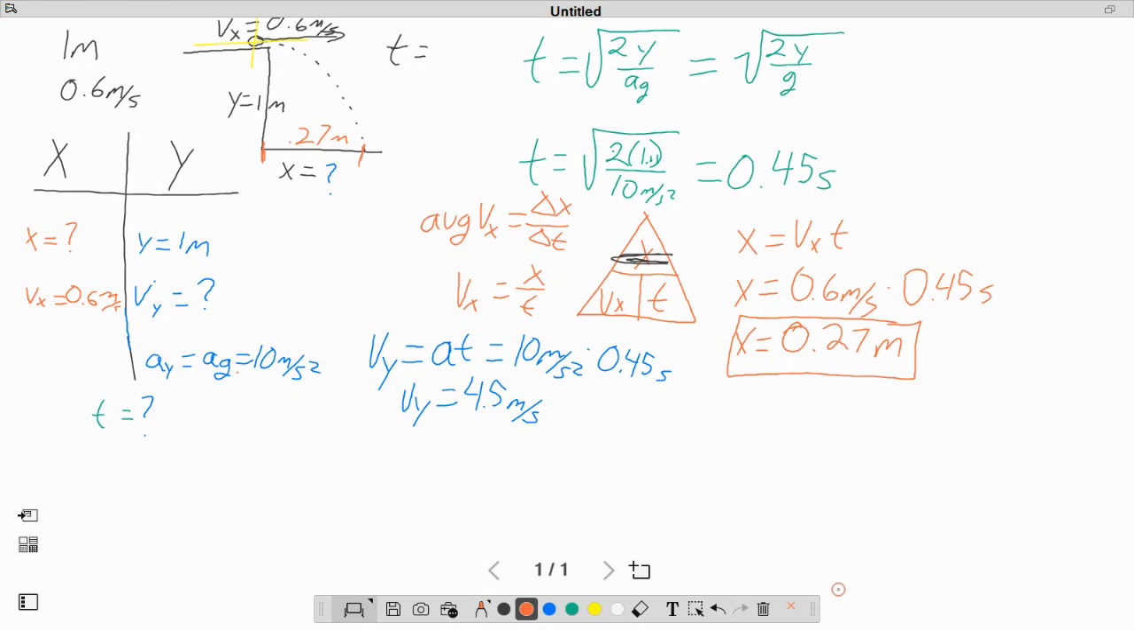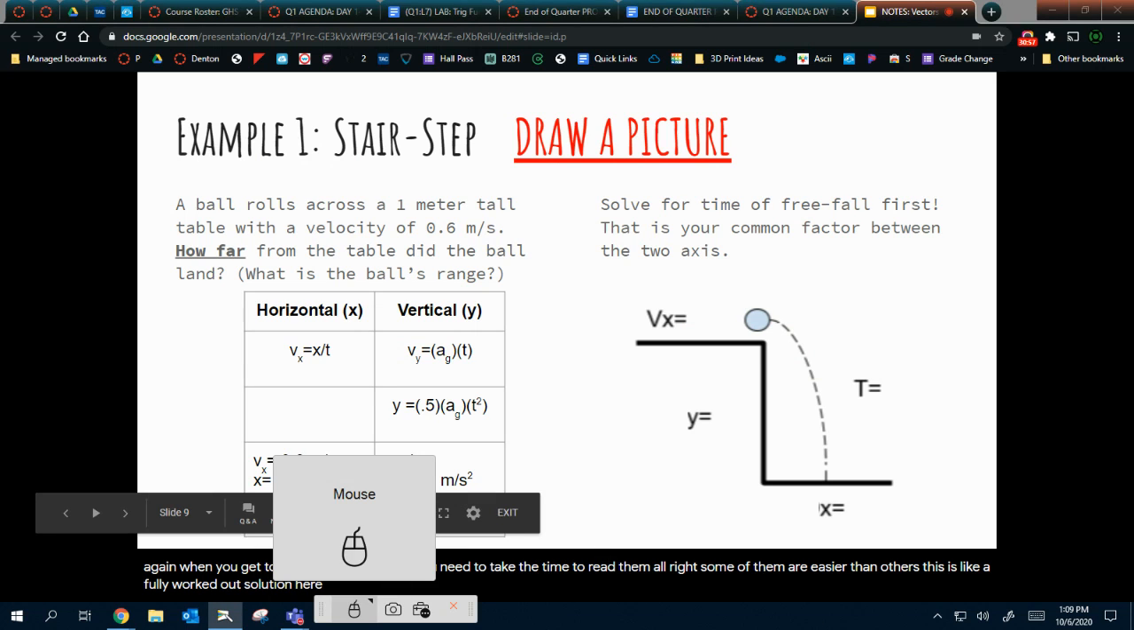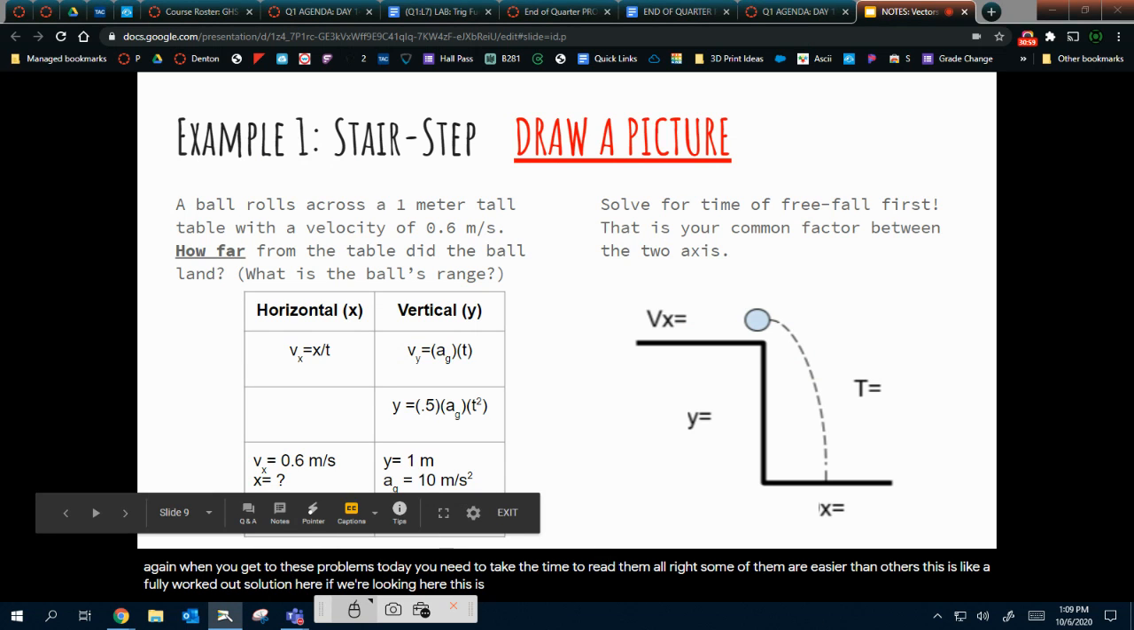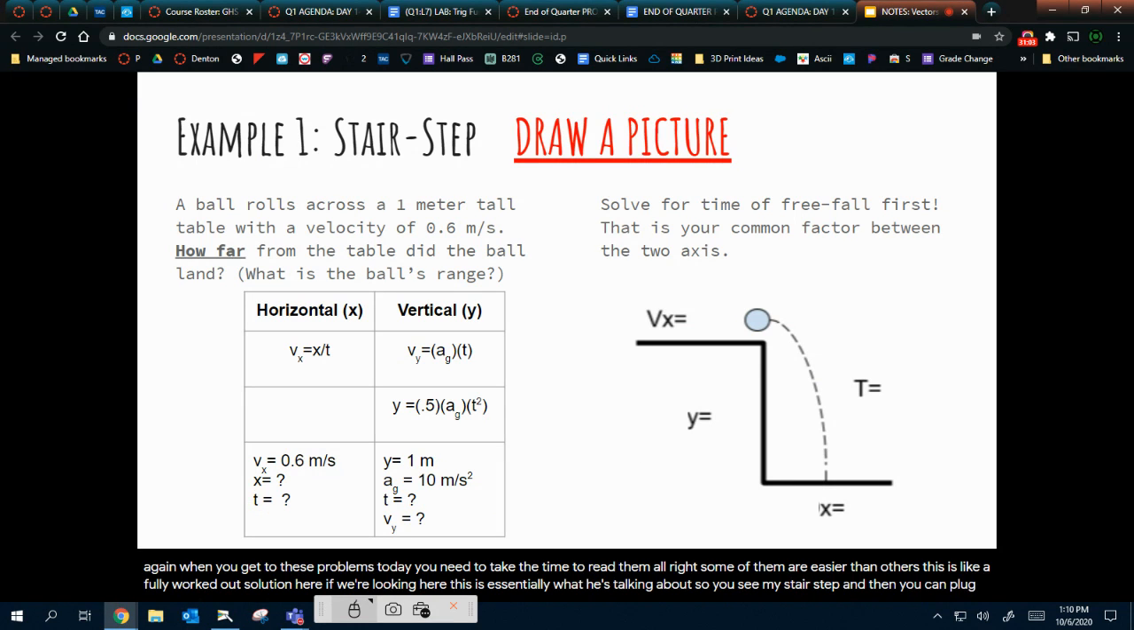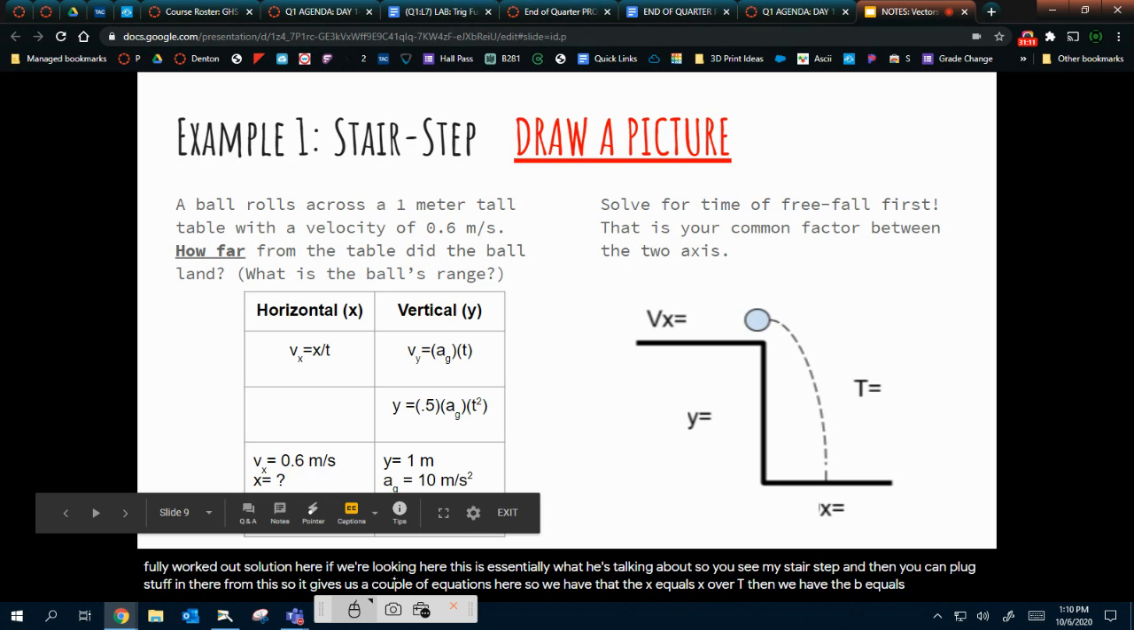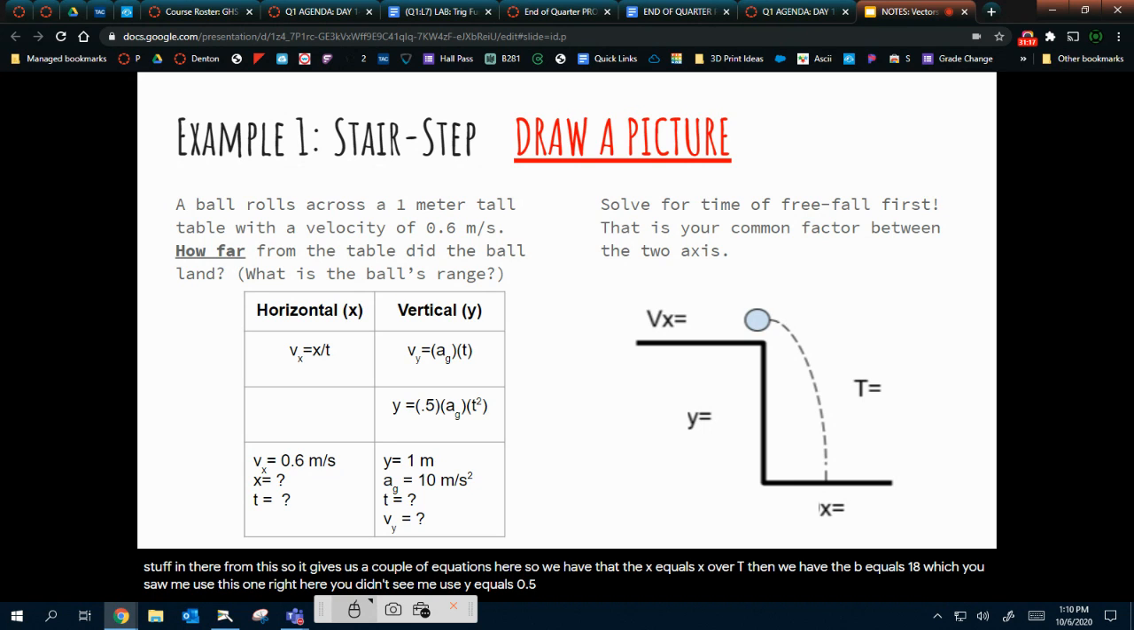So this is a fully worked out solution here. If we're looking here, this is essentially what it's talking about. So you see my stair step, and then you can plug stuff in there from this. So it gives us a couple of equations here. We have Vx equals x over t. Then we have v equals at, which you saw me use. This one right here, you didn't see me use, y equals 0.5 a times t squared.